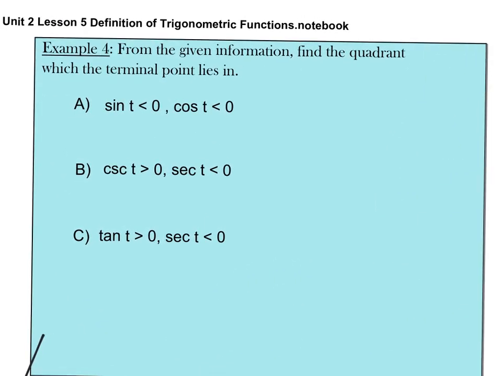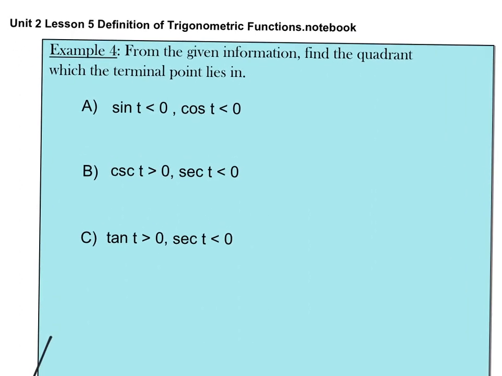Find the quadrant that the terminal point lies in. So your answers here are just going to be 1, 2, 3, 4. So sine less than 0, cosine less than 0. That means they're both negative. So where were sine and cosine both negative? I'm really hoping that you're mouthing to yourself quadrant 3.